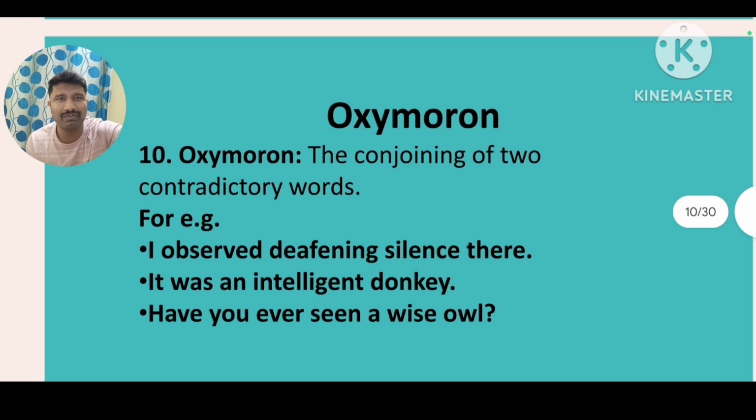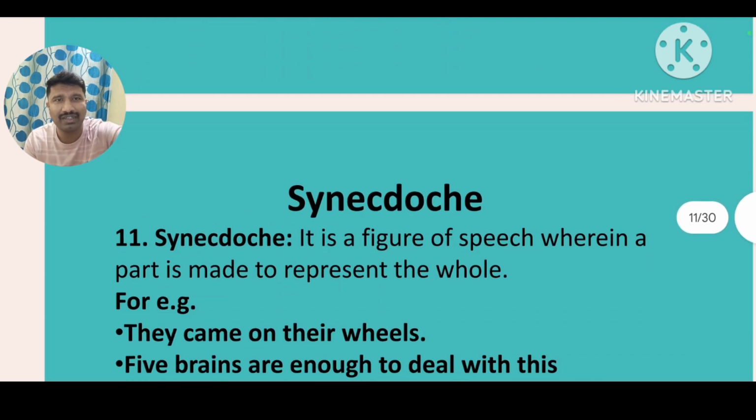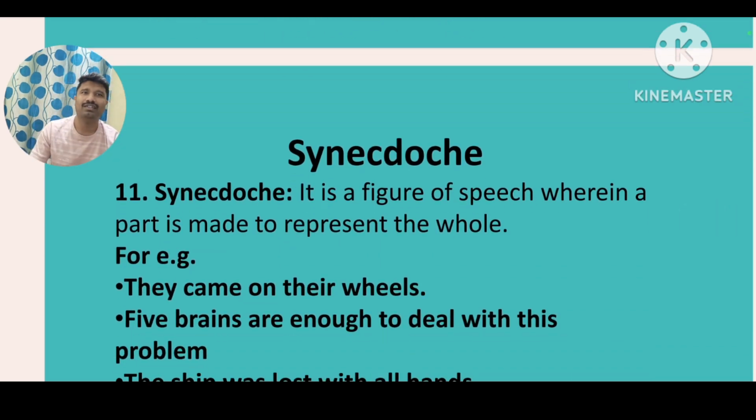The next one we have is the oxymoron. So oxymoron is the conjoining of two contradictory words. Example: I observed deafening silence there. It was an intelligent donkey. Best example: have you ever seen a wise owl? Superb. Fantastic. So next we have the synecdoche.